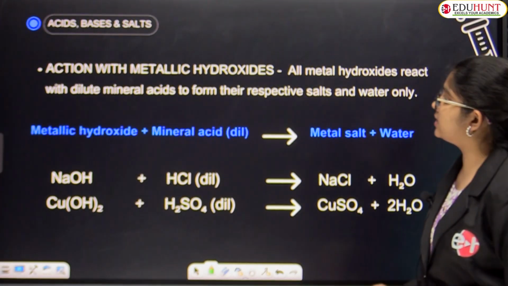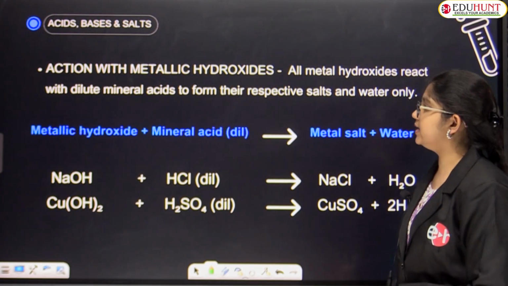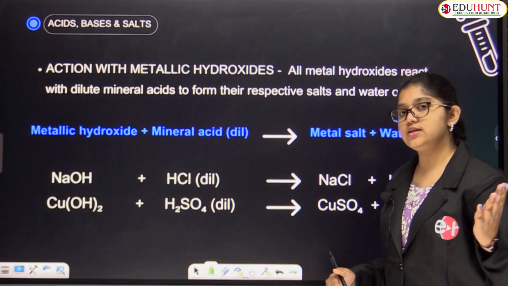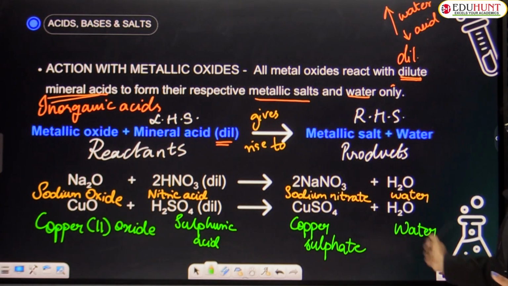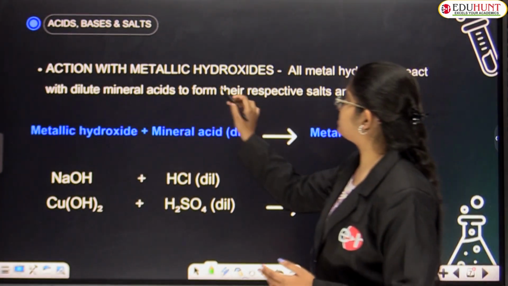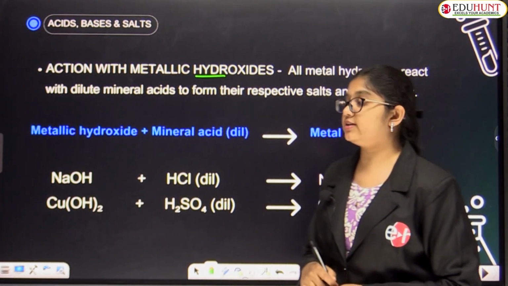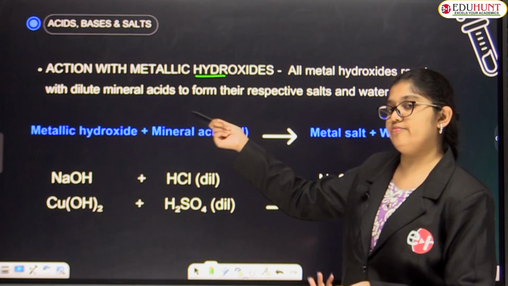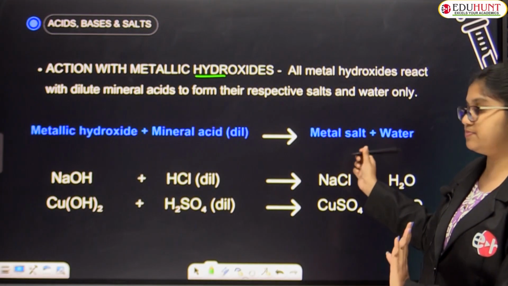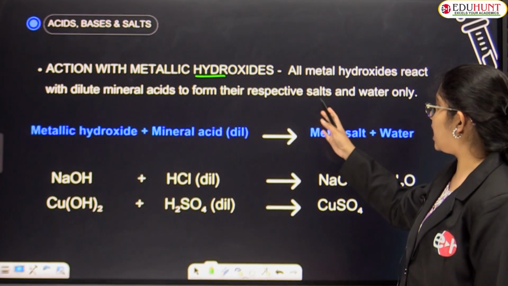Action with metallic hydroxides. Before, it was action with metallic oxides. Here it is an extra word. What is this? Hydroxides. Okay. Now, all metal hydroxides react with dilute mineral acid. Same. There the word was oxide; here it is hydroxide. Simple. To form their respective salts and water only.